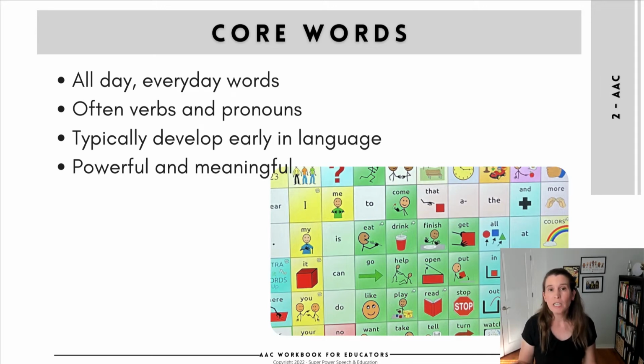These are the words that if your AAC user had no other words, they could still get across to you some really important information. So some common core words that are on a lot of different systems are eat, or play, or like, or stop.